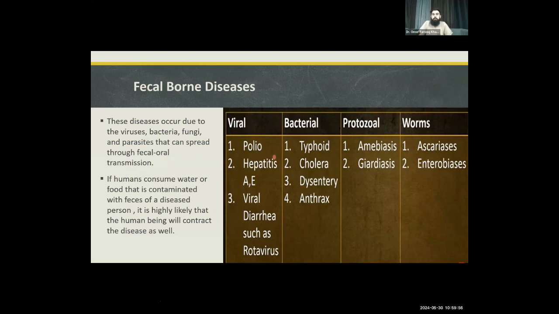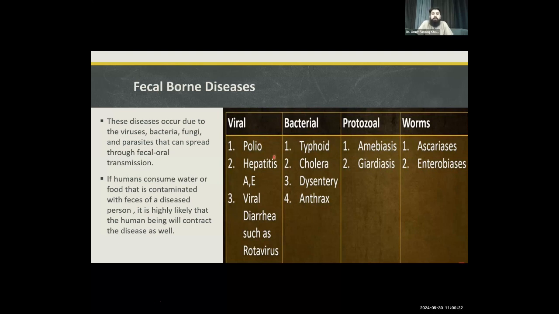So now we are almost about to end our lecture. We are about to discuss the fecal-borne diseases. These diseases occur due to the viruses, bacteria, fungi, and parasites that can spread through fecal oral transmission. So what is fecal oral transmission? If humans consume water or food that is contaminated with feces of a diseased person or animal, it is highly likely that the human being consuming that water or food will contract that disease as well.